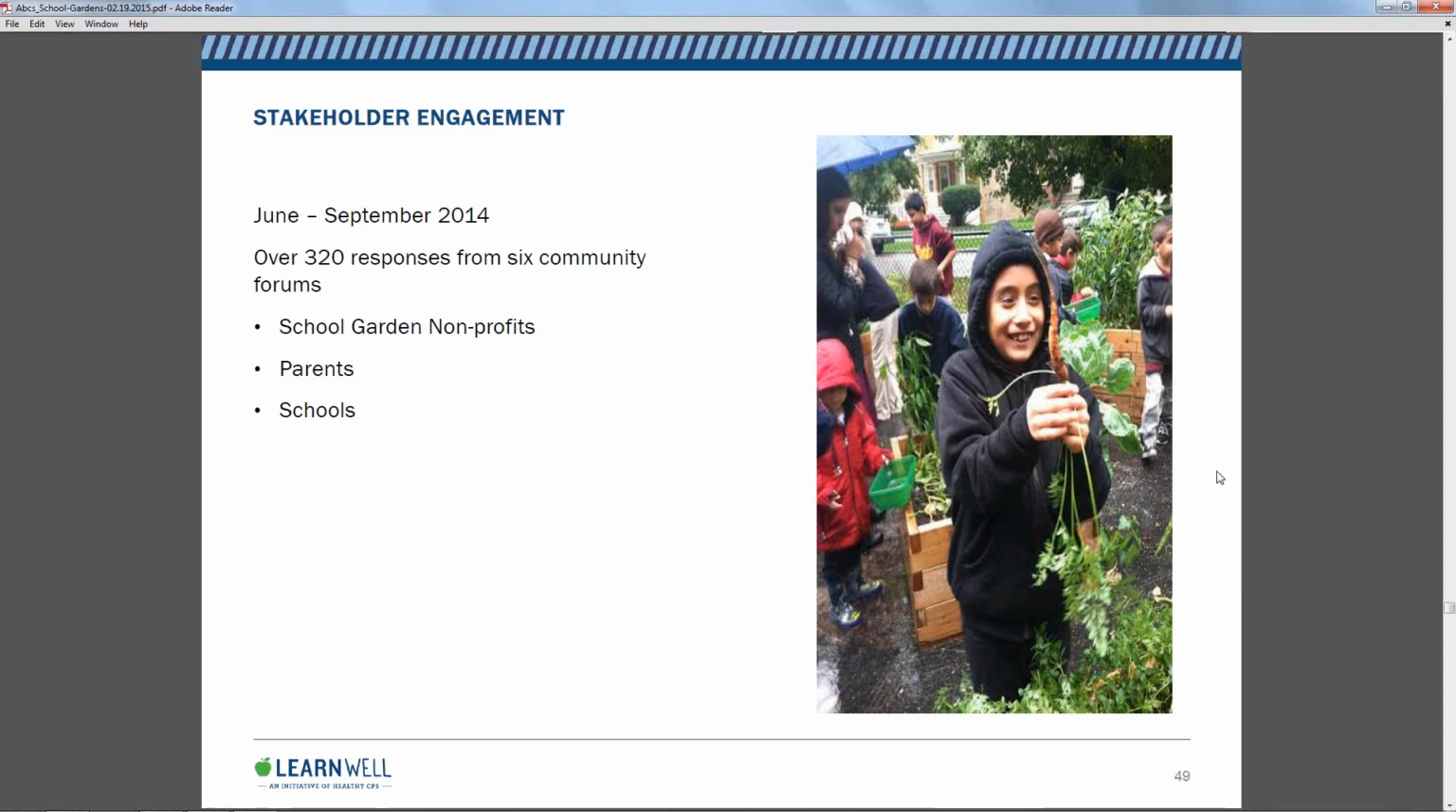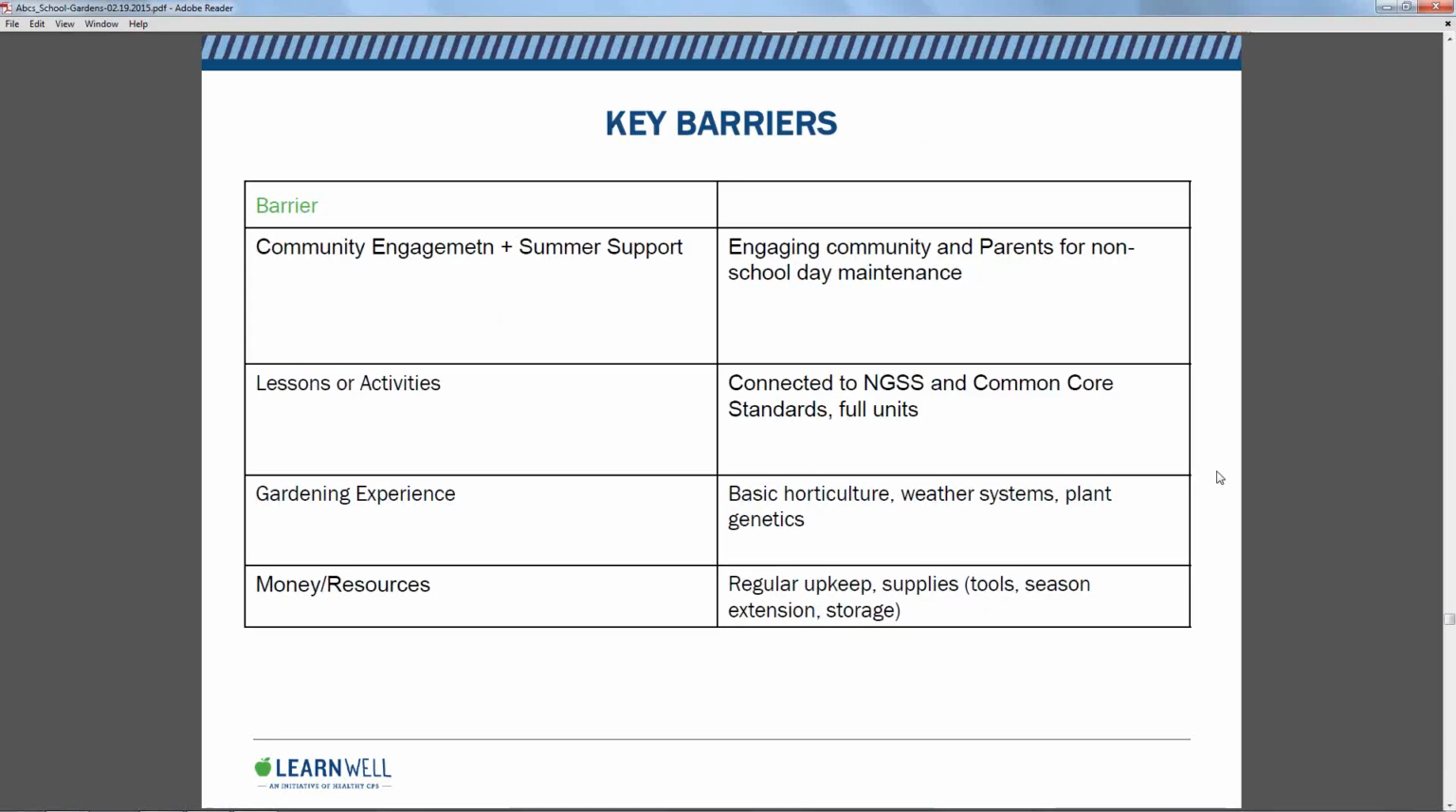So, the biggest thing that we've done to collect research on school gardens that I think would be interesting to people in Chicago and wider was what we called the Grow Well community forums. And this was about stakeholder engagement. We did this from June to September of this last summer. And we had over 320 responses from 6 community forums. We partnered with Healthy Schools Campaign to engage parents around the city for a forum. We engaged our school garden partners and vendors for one of the forums specifically to gather their feedback. And then we held 4 forums at schools throughout the district to engage teachers and community members around there.